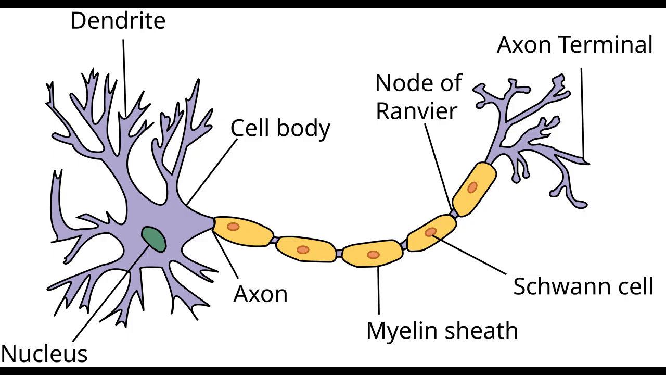And then, in addition to that, we have the myelin sheath, which wraps the axon and increases conduction. There's the Schwann cell, which is on the myelin sheath, and then the node of Ranvier, which is between each myelin sheath.